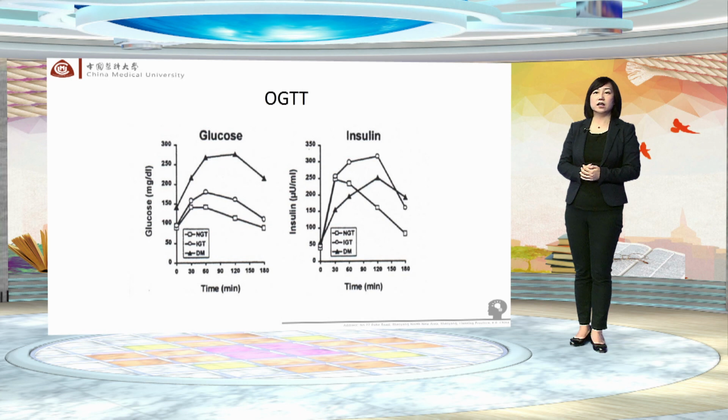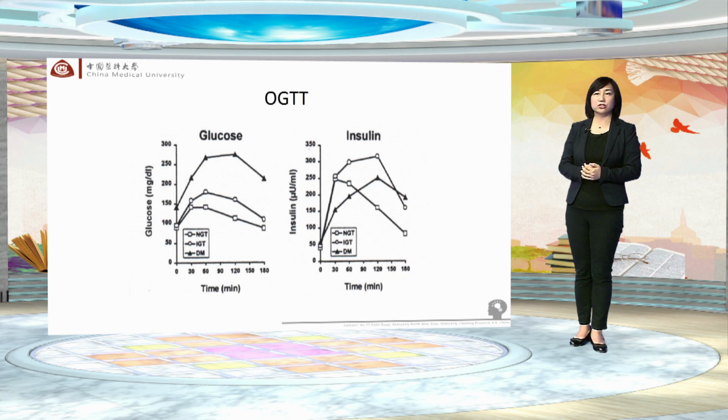The curve of the circular mark is IGT patients, and it can be seen that the blood sugar level rises slightly after taking sugar. The triangle mark curve is for diabetic patients. Blood sugar is significantly increased, and the blood sugar peak is delayed to the 60 minutes to 120 minutes after taking sugar. Next, we look at the insulin secretion curve.